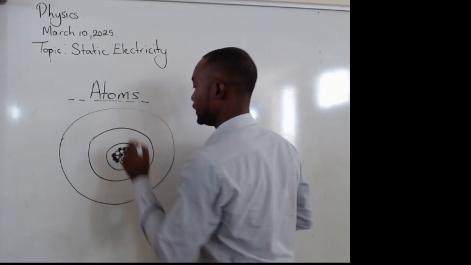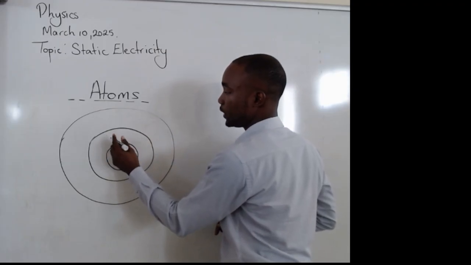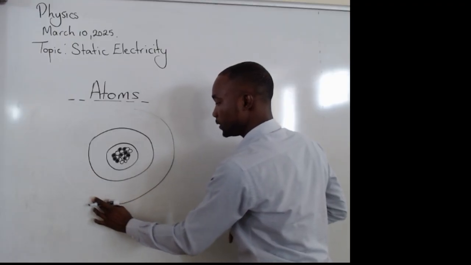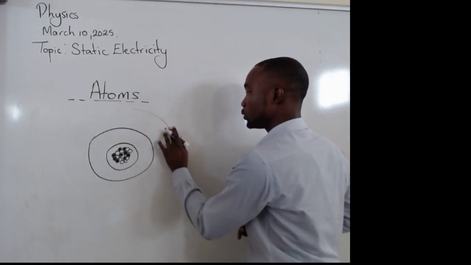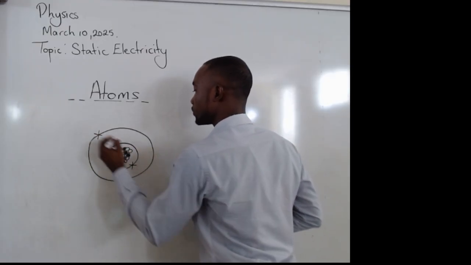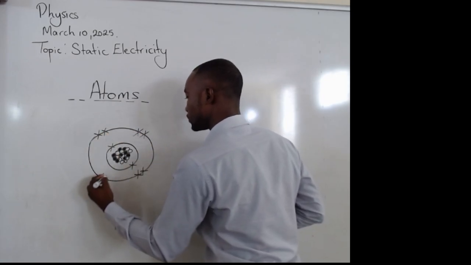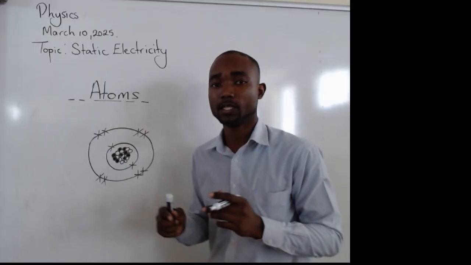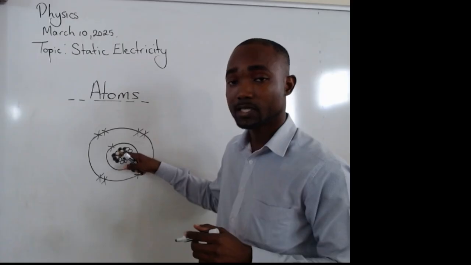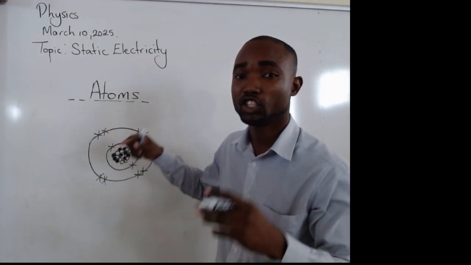And I'll go ahead and just label the atom before speaking on each part. I'll just erase this ring just so our diagram doesn't get too big. So we can work with these two rings here. So this atom consists of electrons, protons, and neutrons. And these rings here we can call them electron shells.